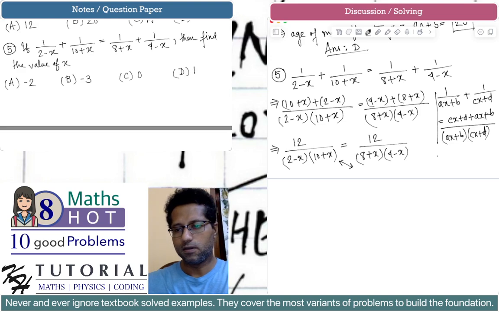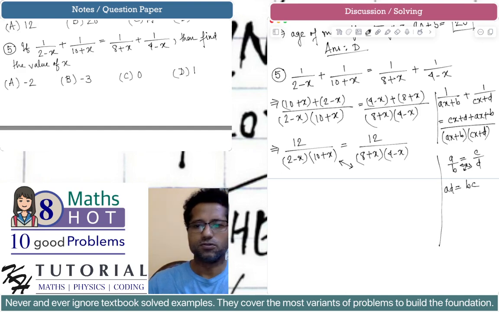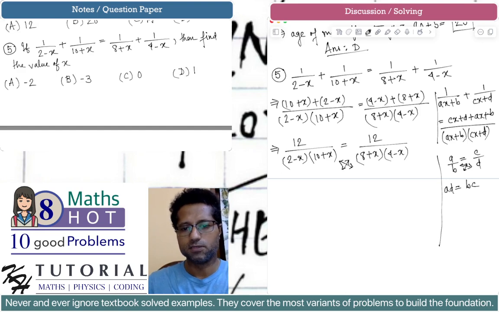So whenever you have an equation of the form a by b, or a relation of the form a by b is equal to c by d, where a, b, c and d could be constant terms, or they can have variables, we are applying cross multiplication. We can always say that A into D is equal to B into C. So similarly, in this equation, if we do apply cross multiplication, we get 12.